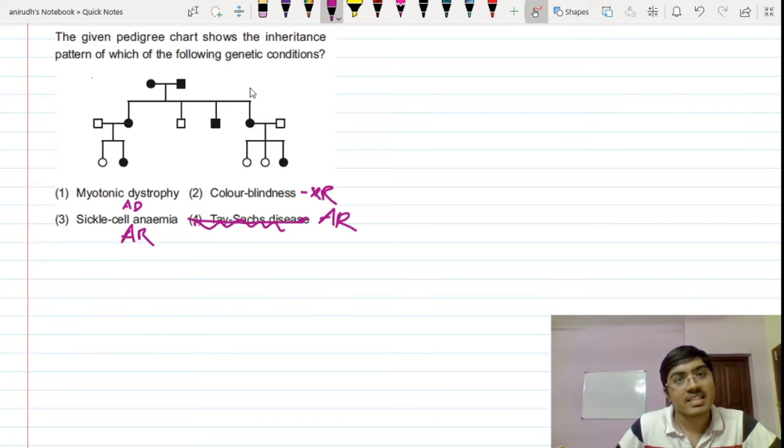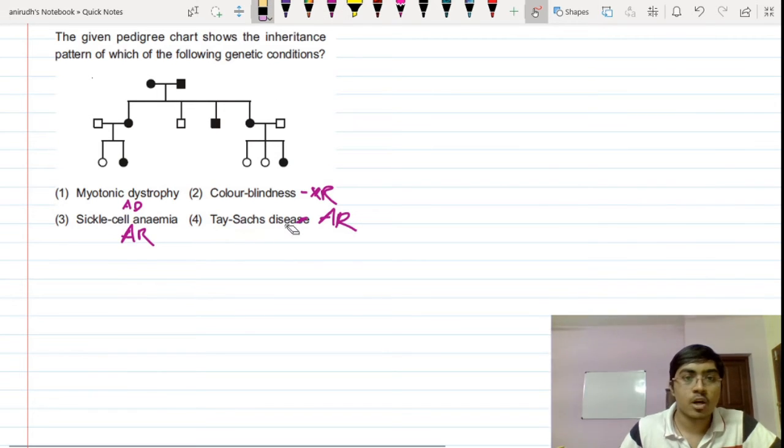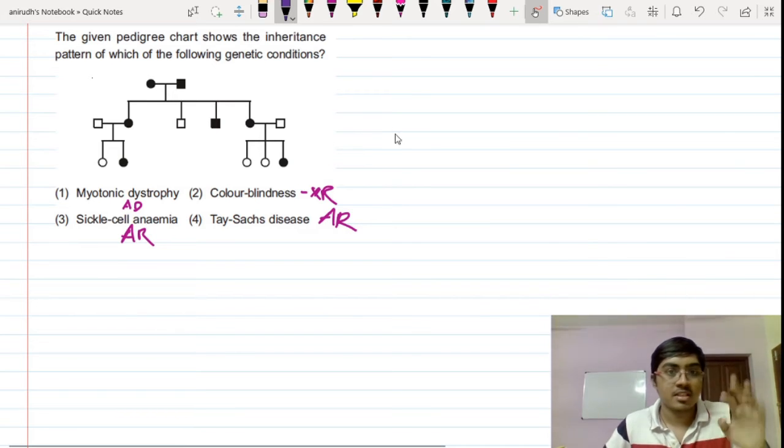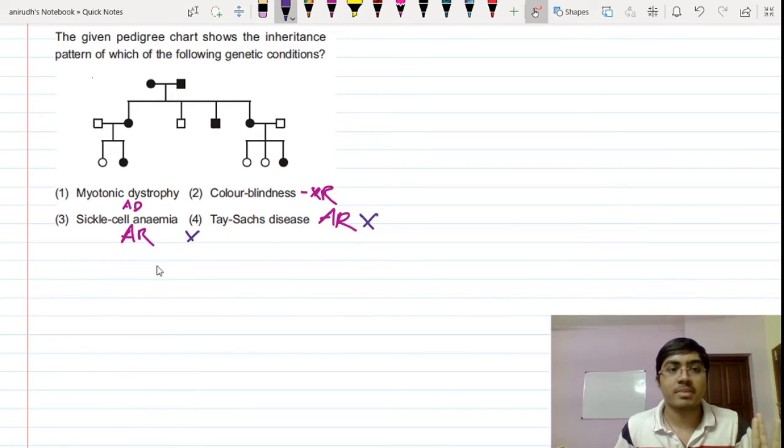Now let's understand this. If this is a question, just understand how they have said this. Two options cannot be correct. So this is not my answer, this is also not my answer. Why? Because both of them are actually equal. This is also autosomal recessive, this is also autosomal recessive. Then it is not my answer.